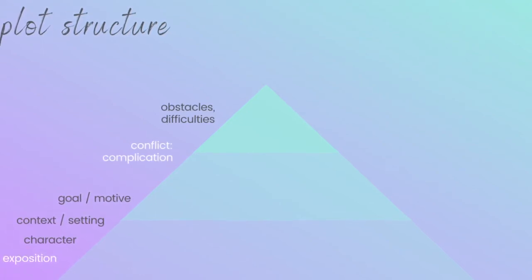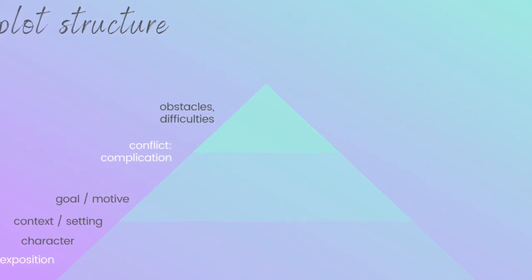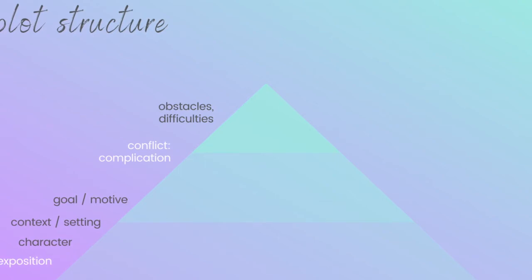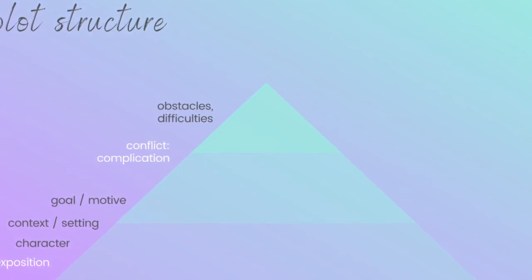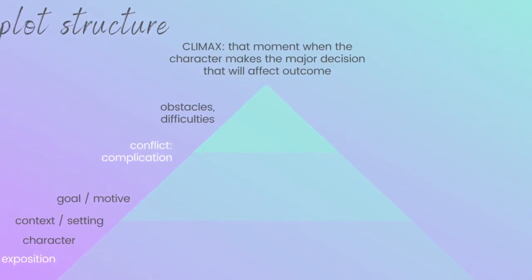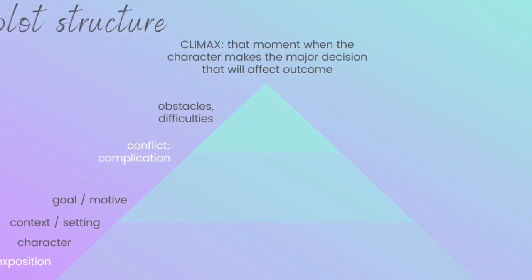This is where you introduce conflict, which is what complicates things for your character and gives her obstacles and difficulties. Everything that happens on this side of the pyramid from exposition upwards is called rising action. These all lead to the climax, that moment in the story when the most important decision needs to be made by your main character.